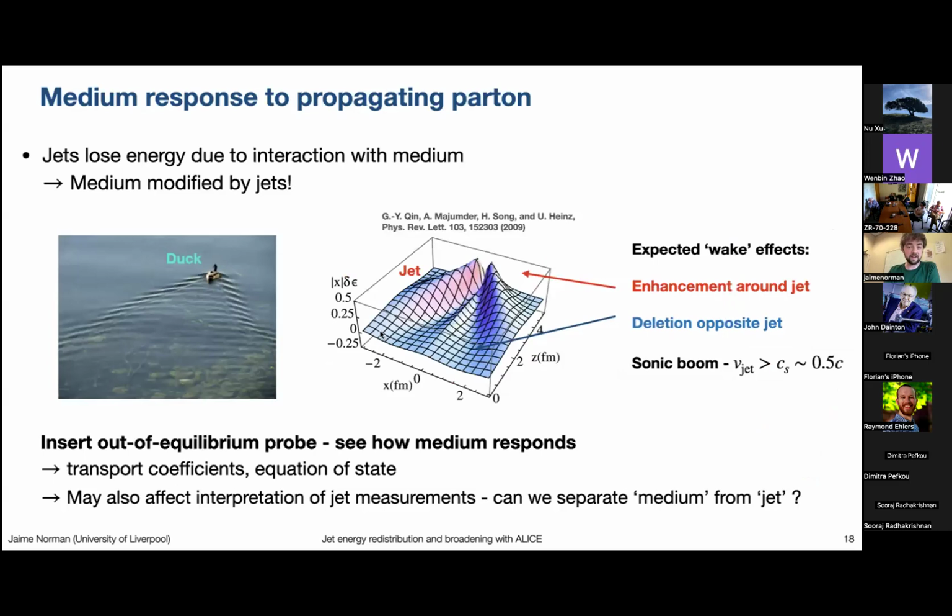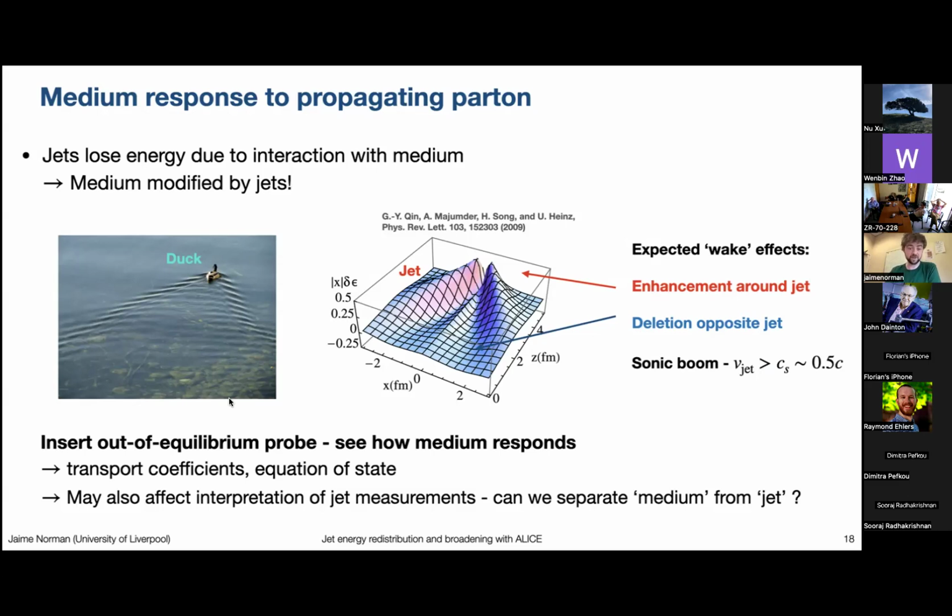Finally, on this motivation, I want to mention what happens to the medium when a parton propagates through it. We know that jets lose energy due to the interaction with the medium, but of course energy is conserved. So that must mean that the medium is modified by jets. We expect a number of effects on the medium from a jet propagating through it. So we expect wake-like effects.